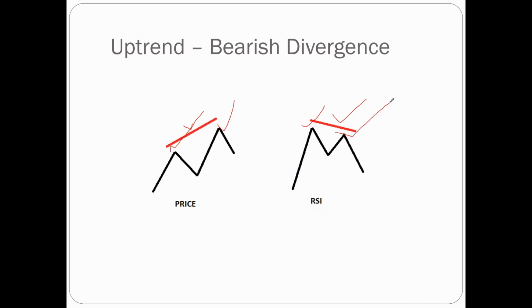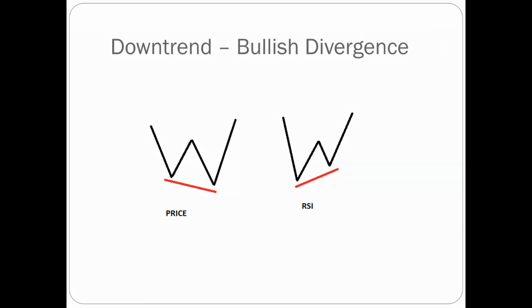It does not complement the price. And mark here what I have written: uptrend, bearish divergence. Uptrend. Alright. And similarly, bullish divergence, I have written downtrend bullish divergence. That means price is making a new low and RSI does not make a new low. That everybody of us know.